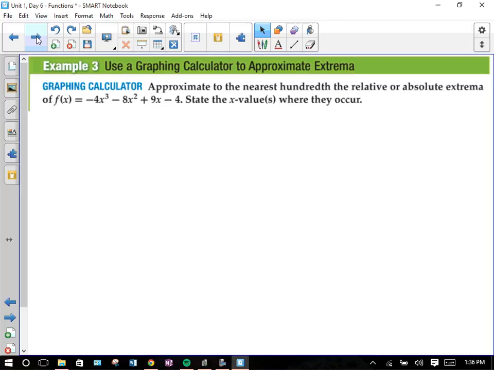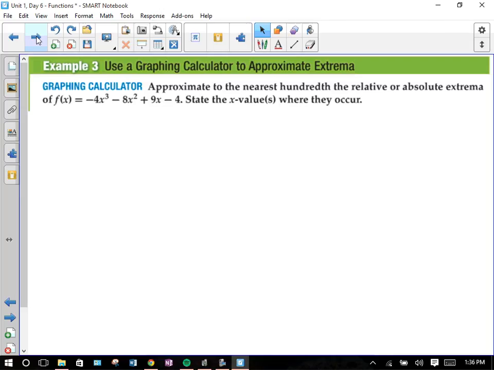Alright, so here's the thing. You don't want to have to estimate all the time. What we want to be able to do is figure out exactly where the maximum and minimum are. So, you guys need to know how to do this.